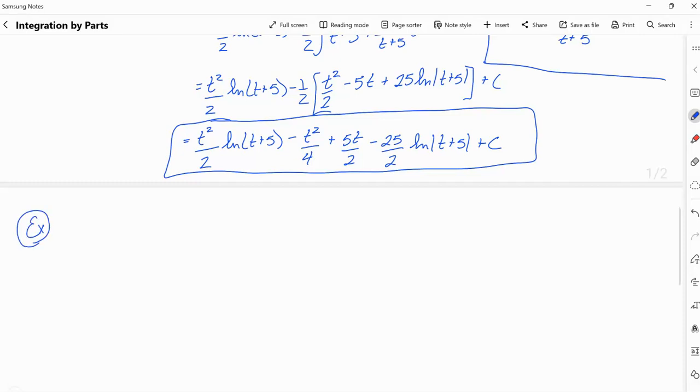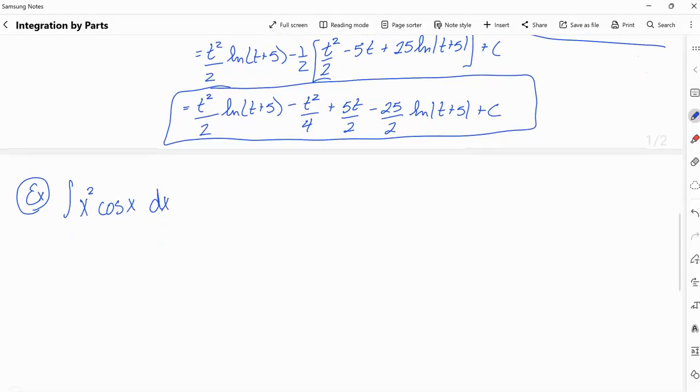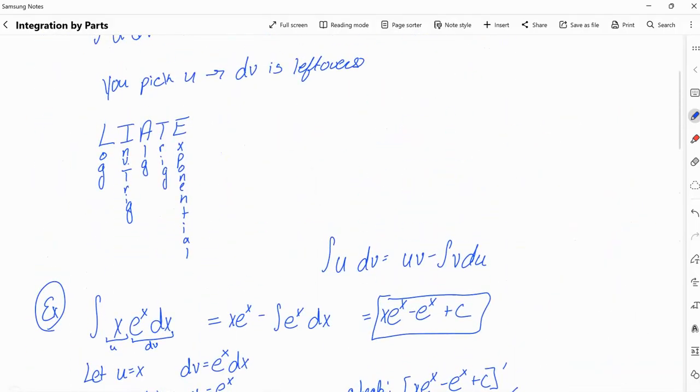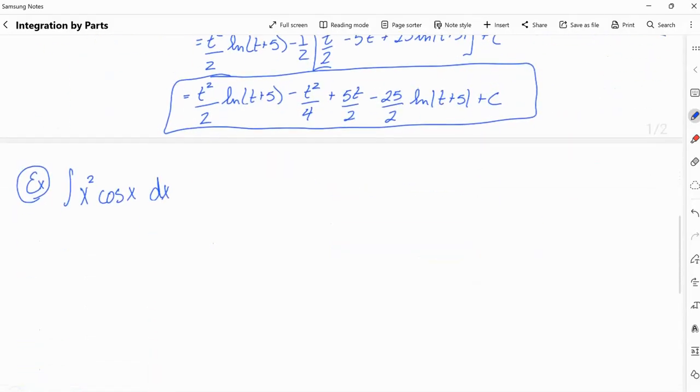Let's look at another one. Let's say we want to integrate x squared cosine of x dx. So thinking about that list order of how I pick u, I'm going to start with that algebraic part, x squared. So we're going to let u equal x squared. So dv is what's left over, cosine of x dx.